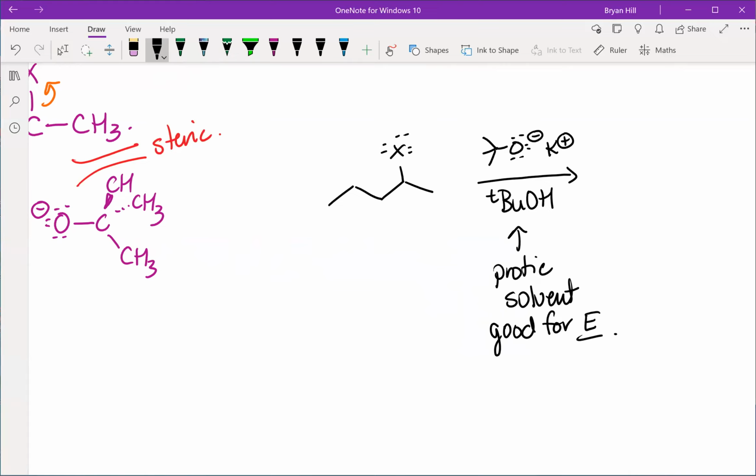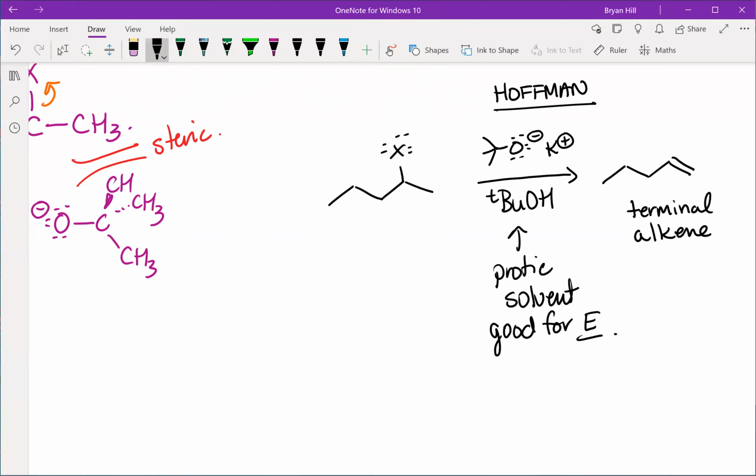And this will favor the formation of your terminal alkenes. This is a terminal alkene, because the double bond is on the terminal end of your chain, right? So these are Hofmann conditions, Hofmann. And there are a number of different big bulky bases that we talked about. Tert-butoxide's probably the easiest to manipulate.